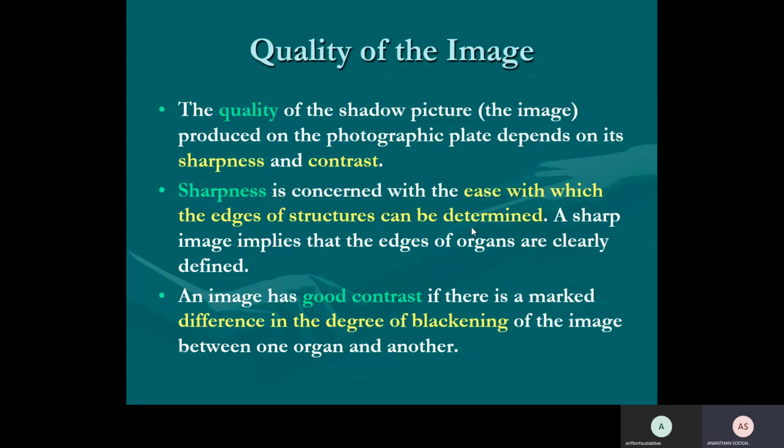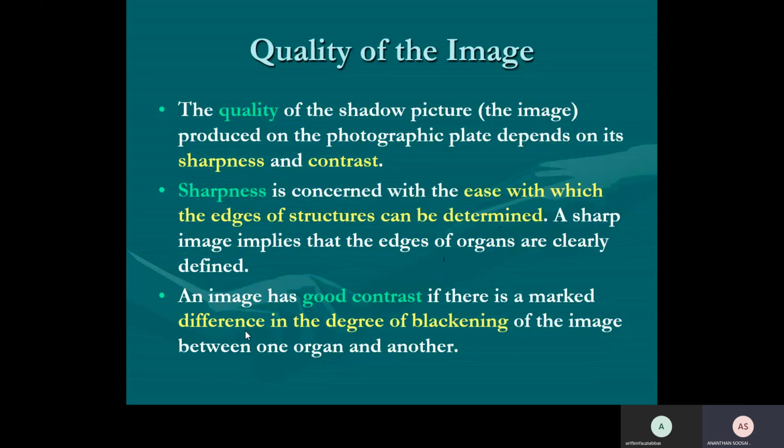Sometimes with your camera setting, you can adjust until the edges between the two are very sharp and you can clearly define them, like your head and the background. The head edge and the background are clearly defined. Very sharp. So sharpness means the ease with which the edges of the structure can be determined. You don't need to strain your eye to check the edges. That is sharpness. A sharp image implies that the edges of the organ are clearly defined.